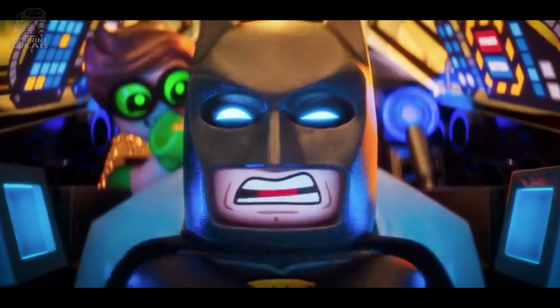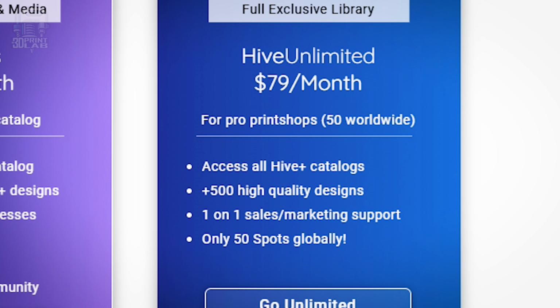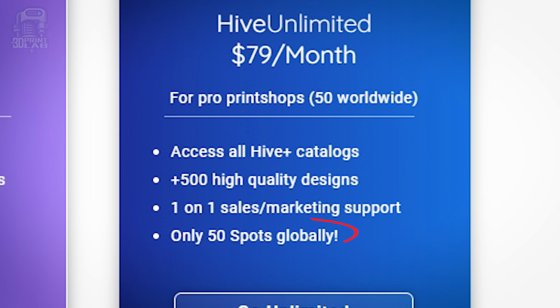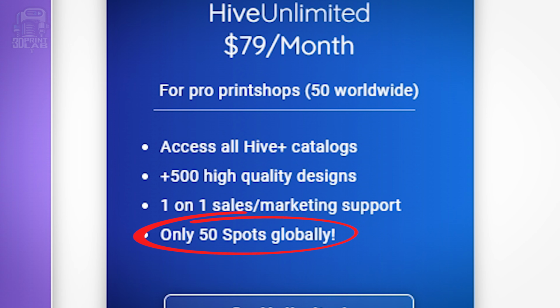Now, if all that sounds great, but you want a little bit more, or maybe everything, then Hive Unlimited, that's the way to go. It's only $79 a month, but for that, you get unlimited access to all of their creators. And, of course, everything else, unlimited. Seats to the Hive Plus and the Hive Unlimited plans and those libraries are limited. And what that means is there's a limited number of people selling those designs.